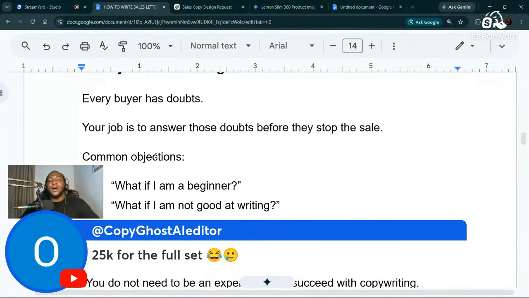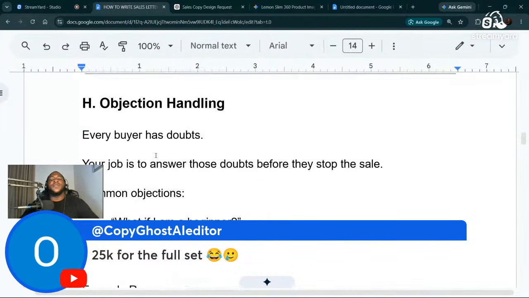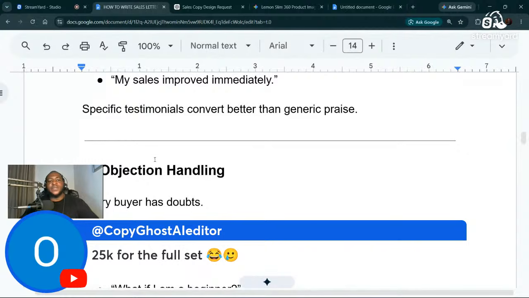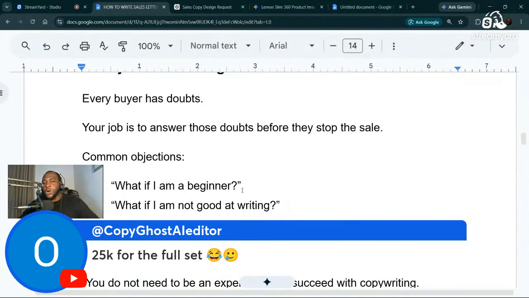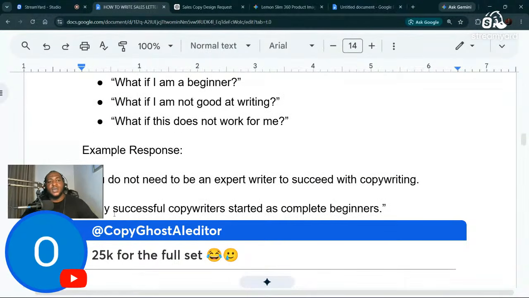Then another thing is objection handling. After you've pitched your price, you need to do objection handling. What if this doesn't work for me? What if after taking this, I start reacting in my body? You need to understand the product, generate the objections, and answer them. What if my 25K is wasted? What if I don't have money? You need to be able to handle all those objections.